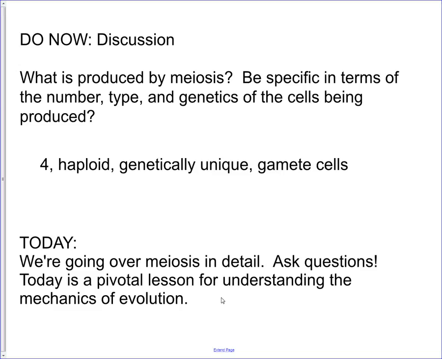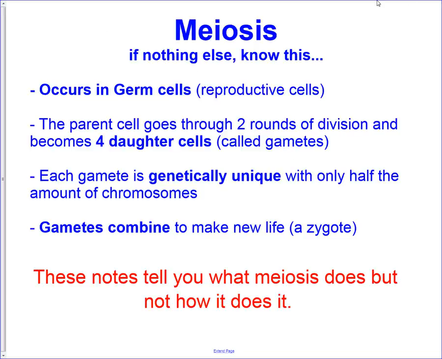So today we're going to go over meiosis in detail. It's a very pivotal lesson because a couple of things that happen during meiosis are crucial for evolution to occur. So that's why meiosis is a very, very important type of cell division. Okay, let's get started. So if nothing else, know this about meiosis.